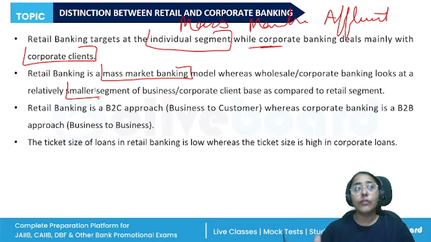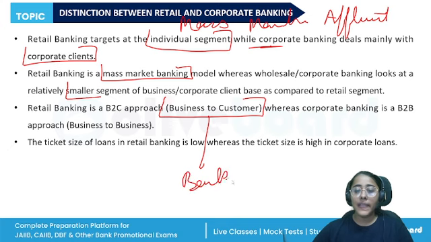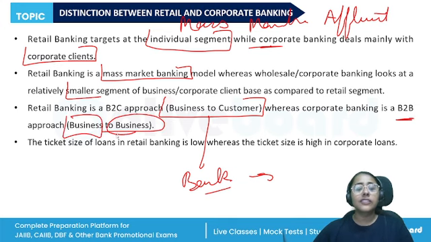Their current account transactions will be more, so they go with corporate banking. Retail banking is a business-to-customer approach. The bank is a business providing services to the customer. Corporate banking is a B2B approach. The bank is a business providing services to other corporate persons, other businesses.